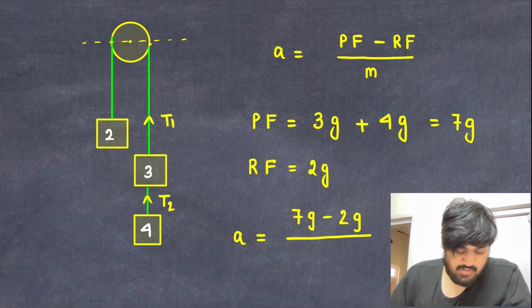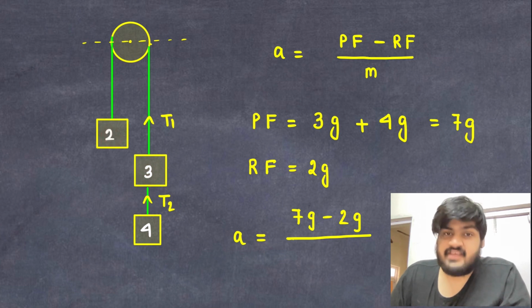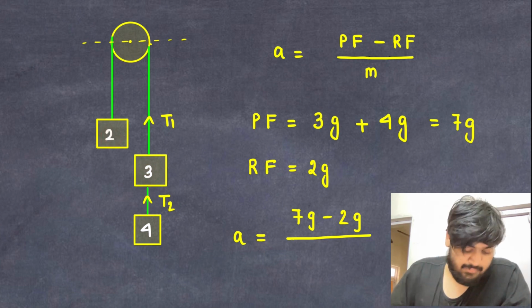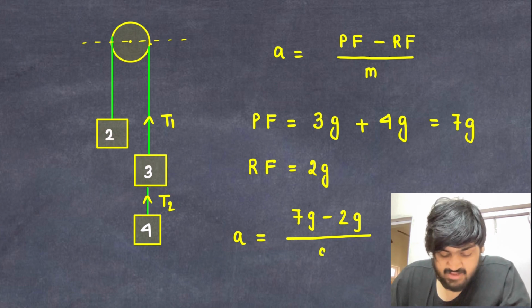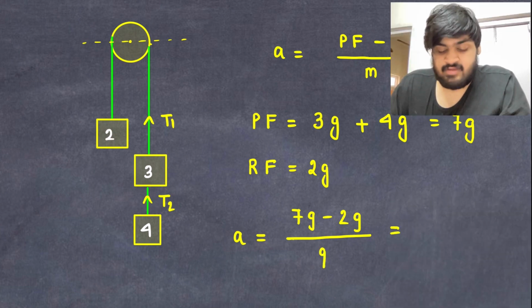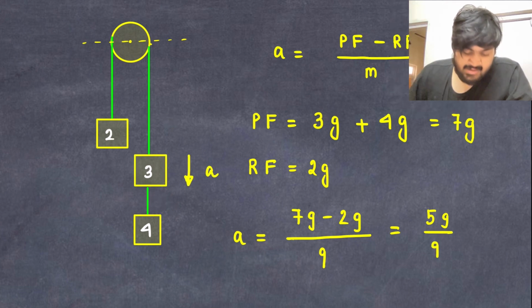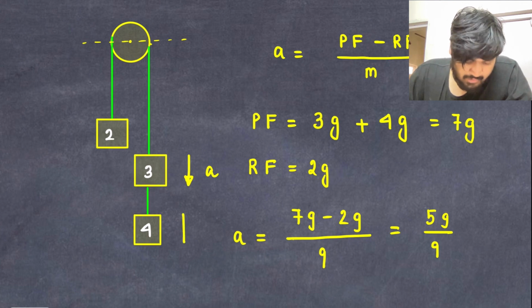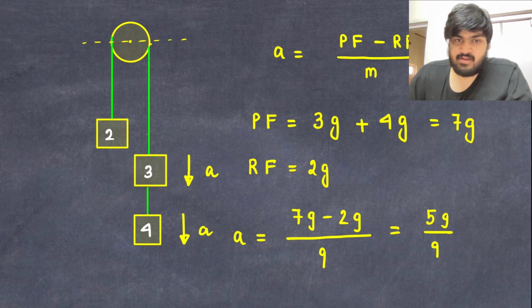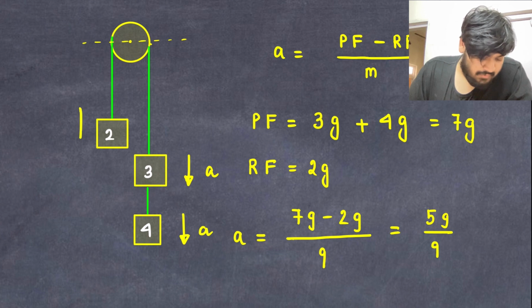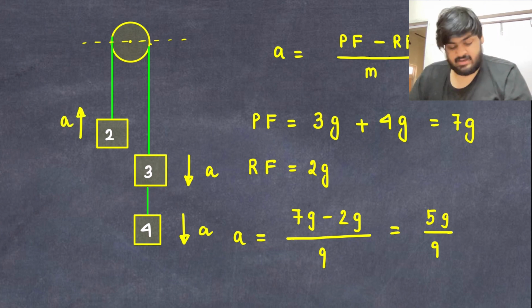Okay, see over here there is the block of mass 4 kg, this is the block of mass 3 kg, and this is the block of mass 2 kg. So what is the total mass? 4 plus 3 plus 2, total mass is 9, right? So from here acceleration comes out to be 5g by 9. So the 3 kg block will move downward with an acceleration of 5g by 9, the 4 kg block will move downward with an acceleration of 5g by 9, and the 2 kg block will move upward with an acceleration of 5g by 9, right? So we have easily found the acceleration.